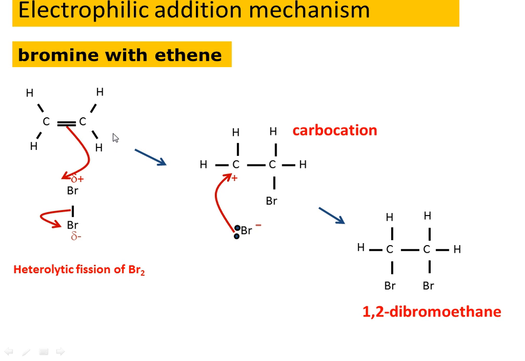Why is it called electrophilic addition? It's because it involves an electrophile. Electrophiles are electron pair acceptors. So what's accepting a pair of electrons at the start? It's this Br at the top here. So that's the electrophile. Why is it addition? Because 2 reactants make 1 product.